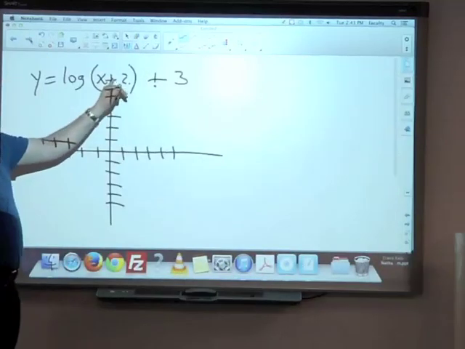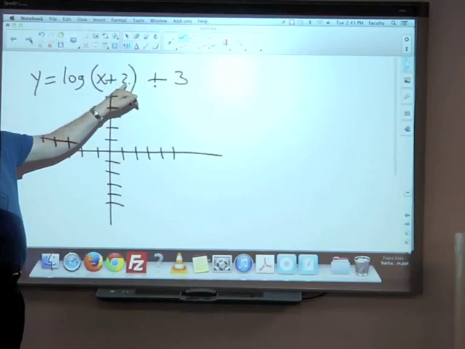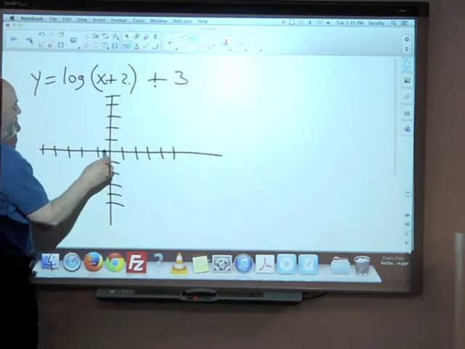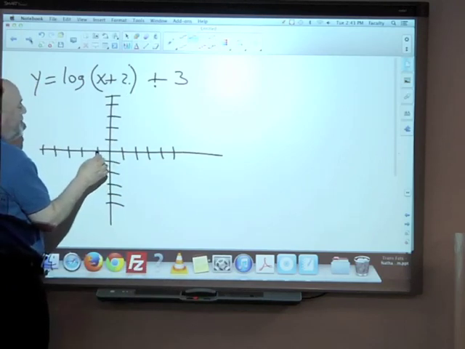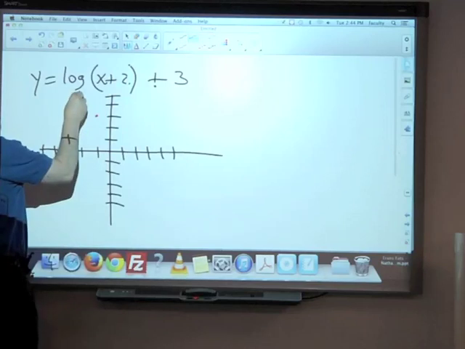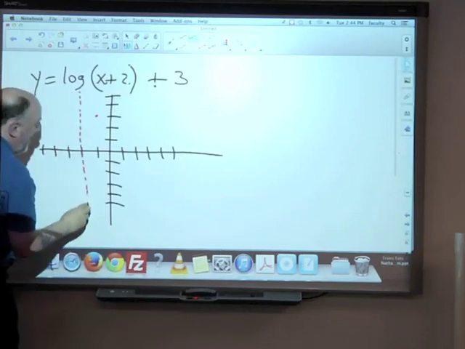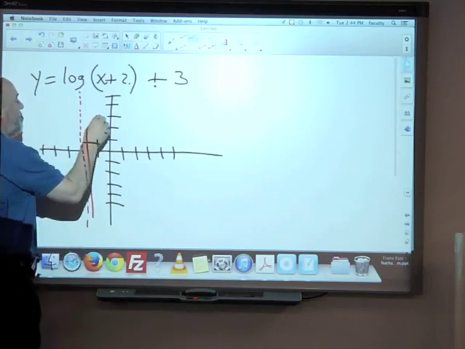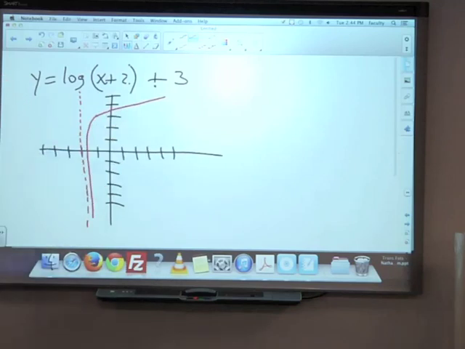So, what does the x plus 2 do to that point? Moves it to the left. So my point was here. It goes to the left 2. What does the plus 3 do to that point? Moves it up. It also moves that line over, and so my graph is going to look like that. So the plus 3 moved it up 3. And again, the left and right are opposite of what you think.